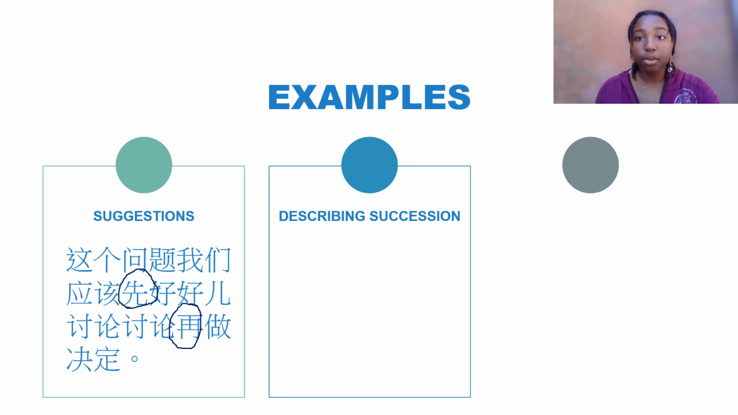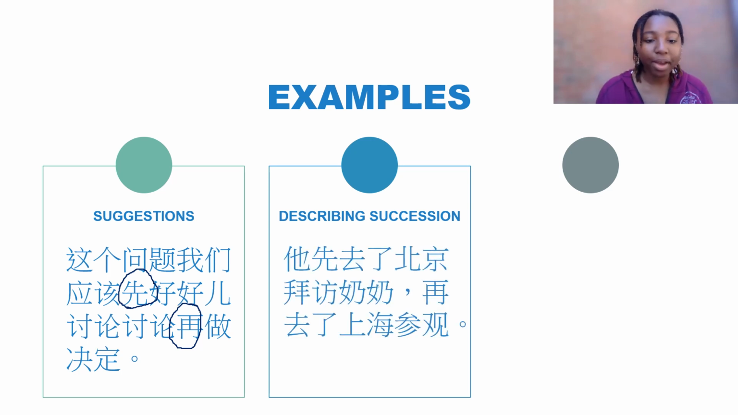下一个 describing a succession of events. So it's not always for a future condition. It can just be for describing the past as well. 他先去了北京拜访奶奶，再去了上海参观。So we have the first action here. 他先去了北京拜访奶奶。Or you could say 他去了北京拜访奶奶，然后他去了拜访奶奶以后去了上海参观。But this 再 is a nice transitional usage.